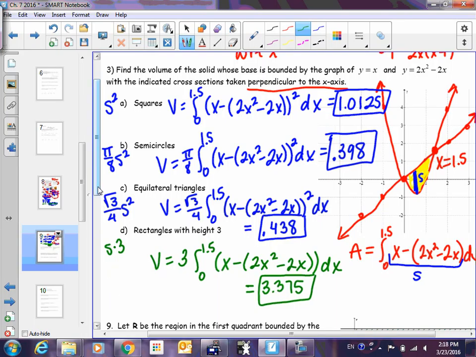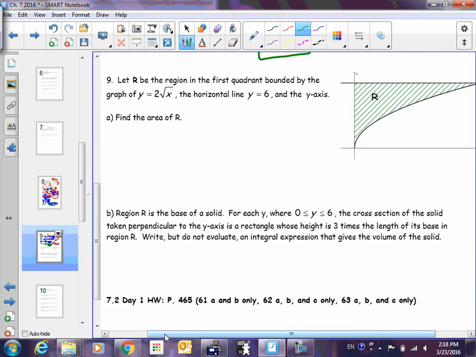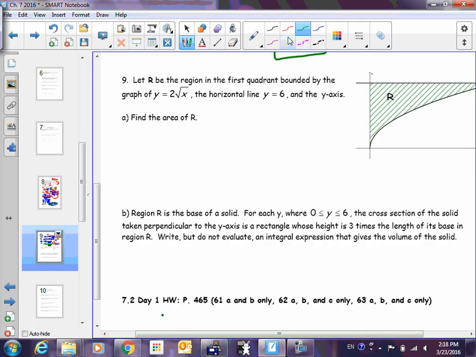Okay, let's move on to the next example, which says 9 there. That's just some bad editing on my part. Let's change that to 4.